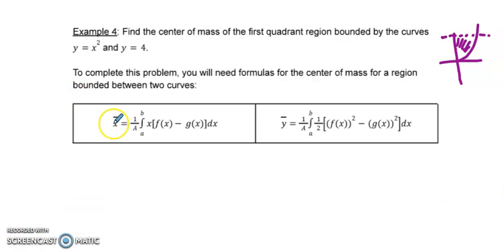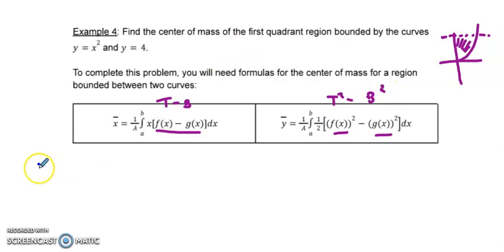So you'll notice that my x bar becomes not just x f of x, but x times the difference between the two functions, f minus g, top minus bottom, by the way, same as always. And then for my y bar, I need f of x squared minus g of x squared. So it'll be top squared minus bottom squared.